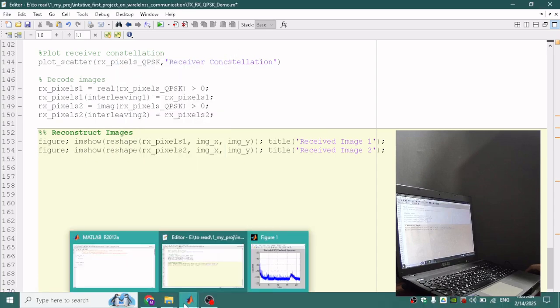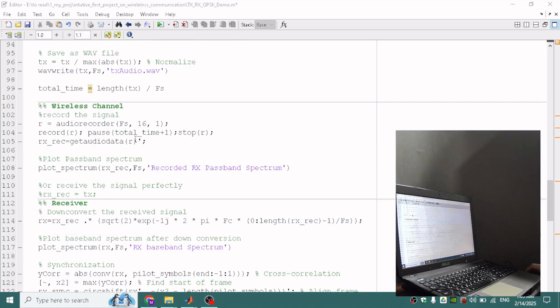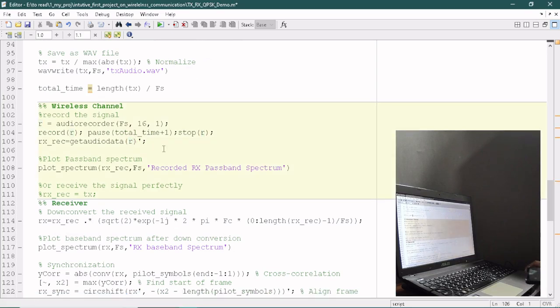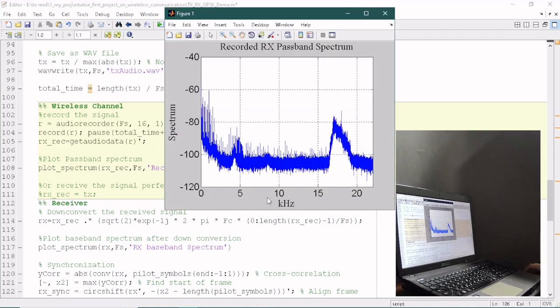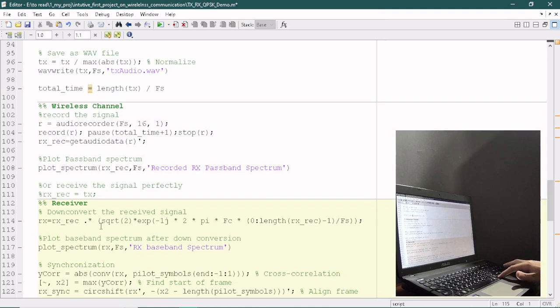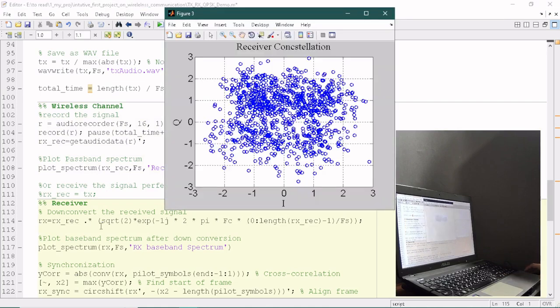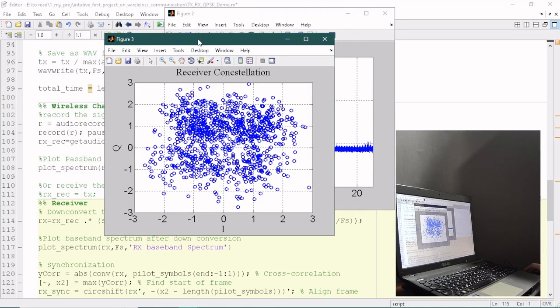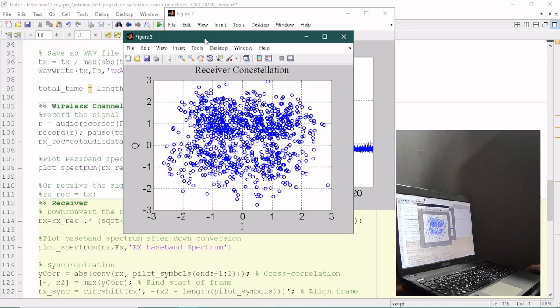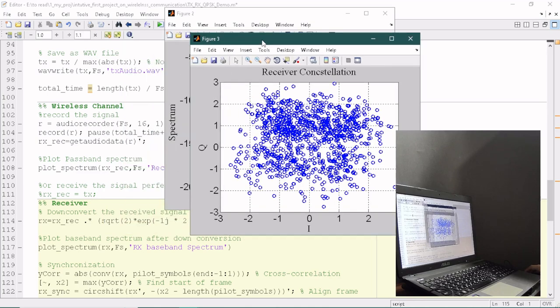Let's do a final demonstration. So this is the spectrum of the received signal. Let's run the algorithm of the receiver. So this is the constellation, and we can feel that maybe we'll receive the signal or we will recognize the images at least. So let's close this.